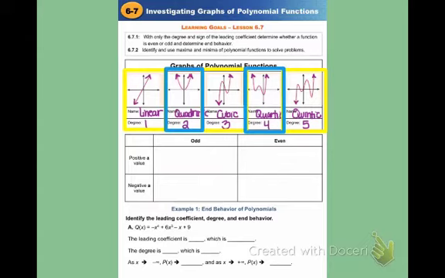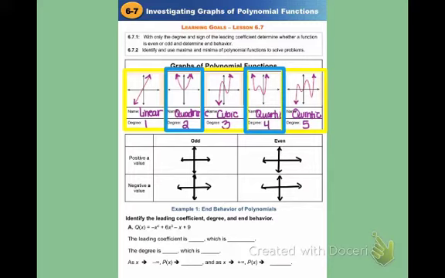Now in the video we also saw why that might be. Why might both ends be facing upward or both facing downward? Well, that has to do with the sign on the leading term. So in this table we're going to do a little summary about the effect of the leading coefficient, or the leading term, which we're going to call a.